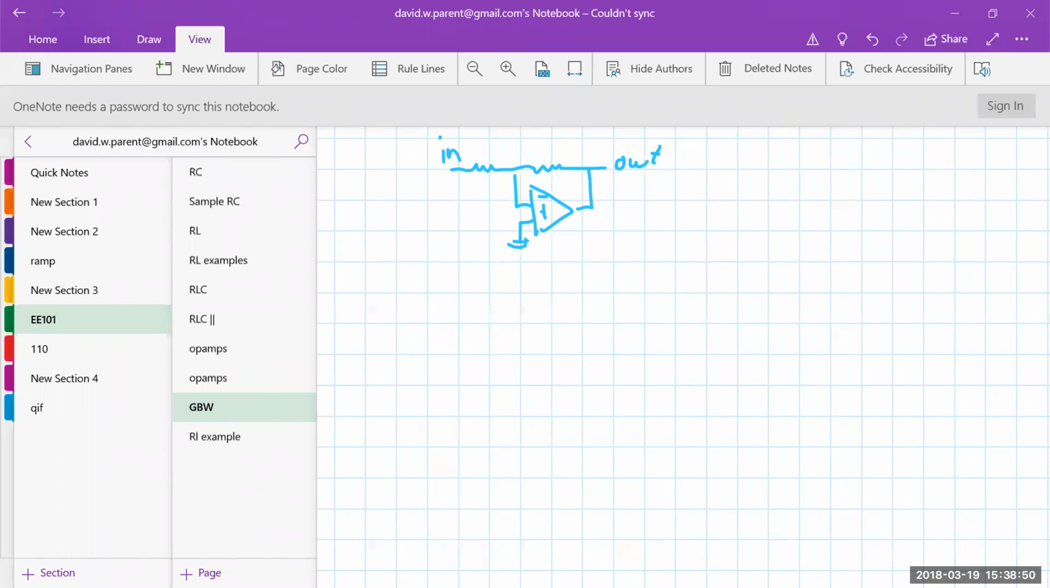So unfortunately, I didn't record the derivation of the non-inverting case. However, I made up notes for the non-inverting and the inverting case, and did a video that already exists. I did it this morning.